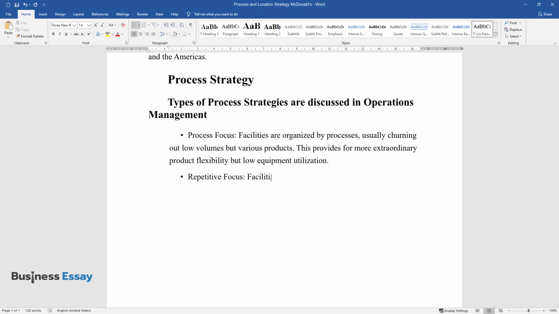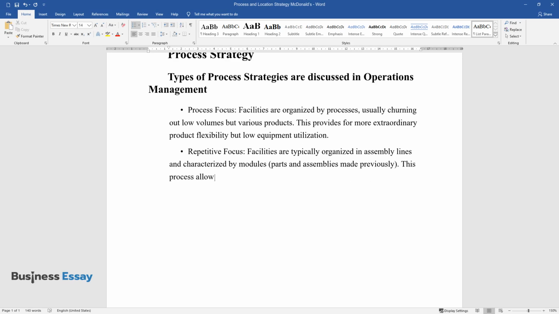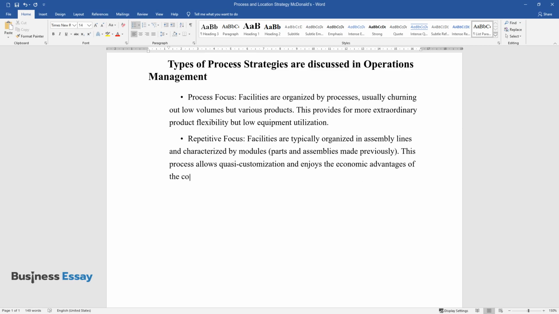Repetitive focus: facilities are typically organized in assembly lines and characterized by modules, parts and assemblies made previously. This process allows quasi-customization and enjoys the economic advantages of continuous operation with low volume and high variety models.